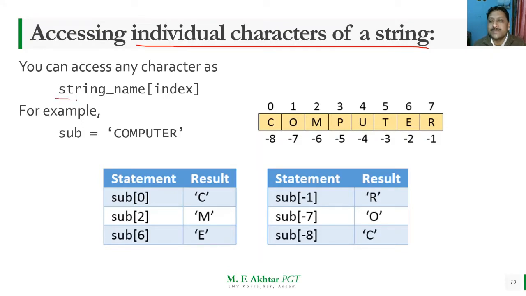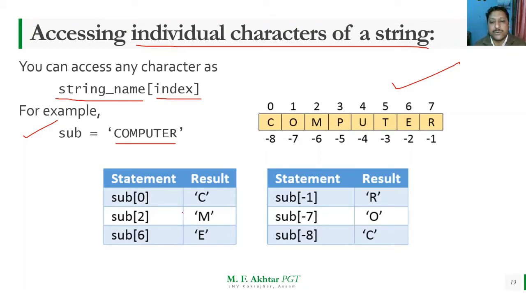First we have to give a string name and then an index number. Suppose we have created one string, sub equals to 'computer'. The word computer we have put within single quotation marks. Then the memory is occupied like this, and each letter will be given an index number, a positive index number and a negative index number, like this.